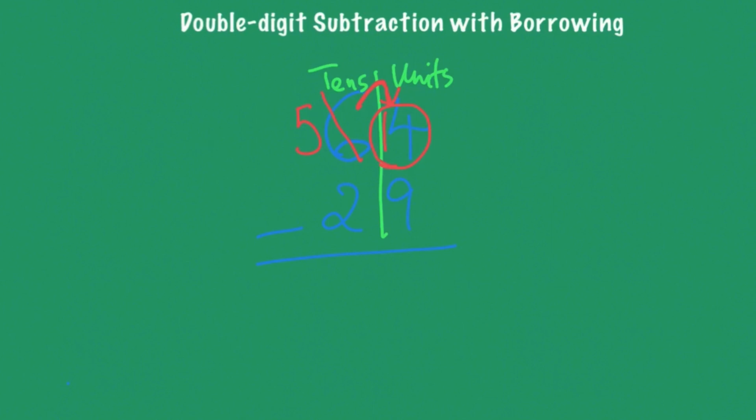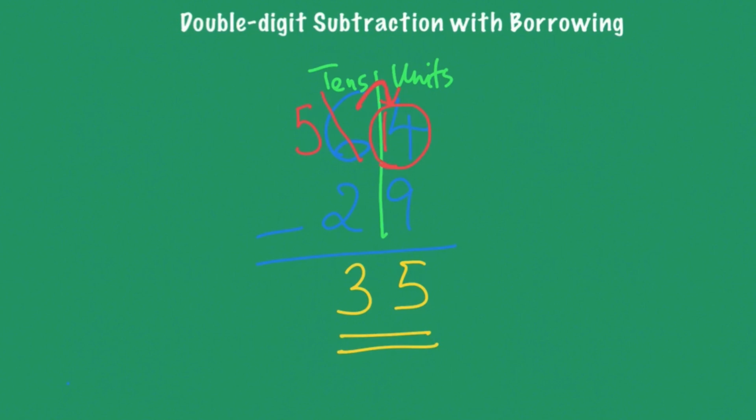Now we are all ready to actually tackle the sum. So now you have 14 minus 9. What is 14 minus 9? It gives me a 5. All right, so that's sorted. And now that we have 5 tens here, we are going to do the normal 5 minus 2, which gives me a 3. So our final answer here is 35.